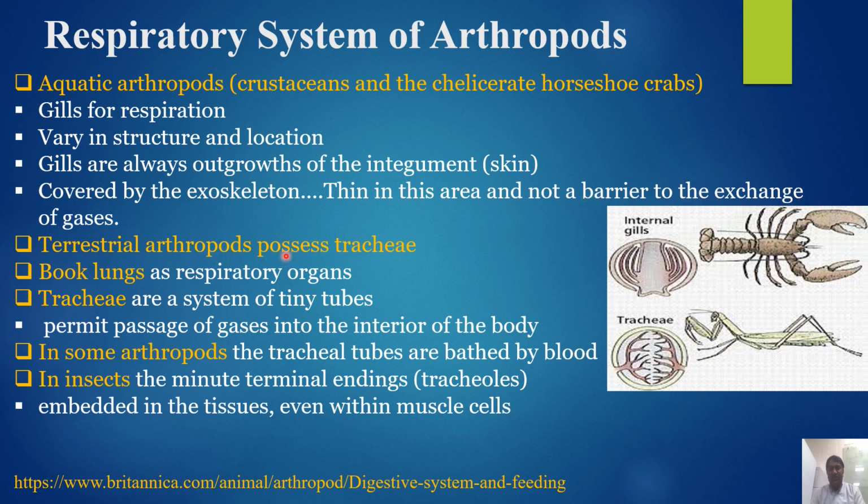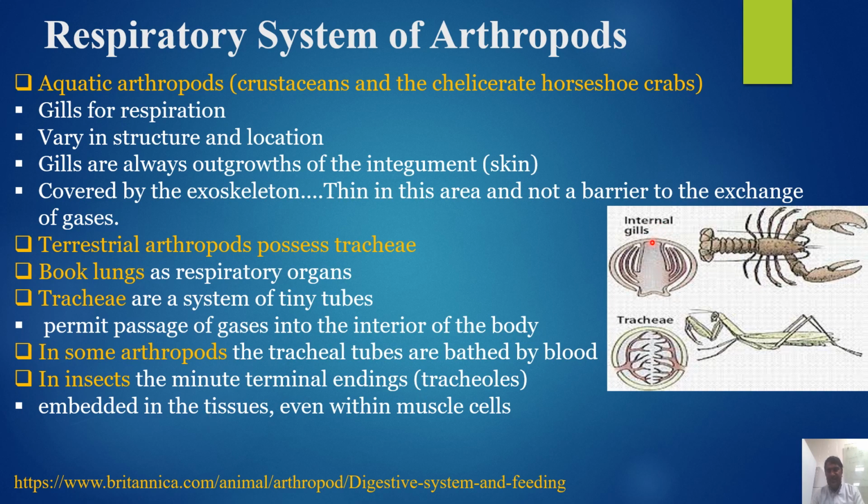Terrestrial arthropods possess trachea or book lungs as respiratory organs. The trachea is a system of tiny tubes that permit the passage of gases into the interior of the body. In most arthropods, the tracheal tubes are not perfused by blood. In insects, the minute terminal endings, the tracheoles, are embedded in the tissues, even within muscle cells.